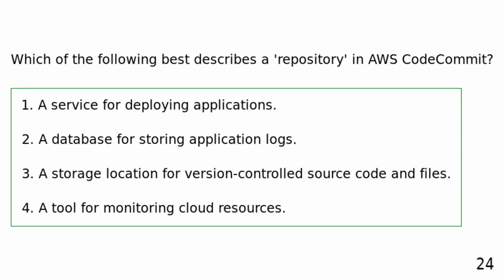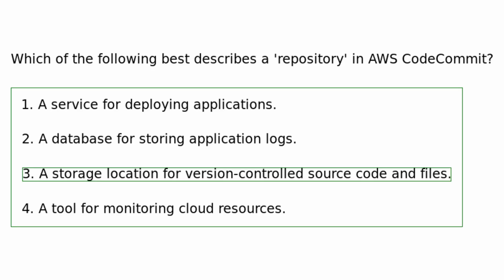Which of the following best describes a repository in AWS CodeCommit? A service for deploying applications. A database for storing application logs. A storage location for version-controlled source code and files. A tool for monitoring cloud resources. In AWS CodeCommit, a repository is a storage location for version-controlled source code and files.